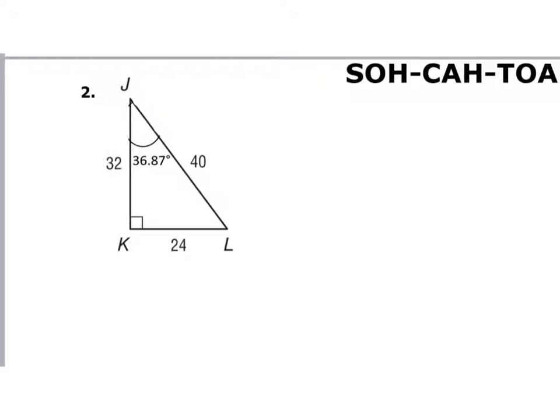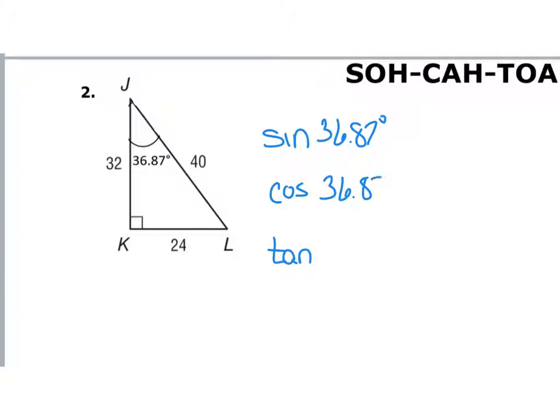Look at the next one. Which one's my indicated angle? 36.87. So I want to find the sine, the cosine, and the tangent of 36.87 degrees. What's the first thing I need to do? Label. Which one's my hypotenuse? 40. I'm standing at angle J, so that's where I'm at. Which one's opposite? 24. Leaving the 32 to be adjacent.